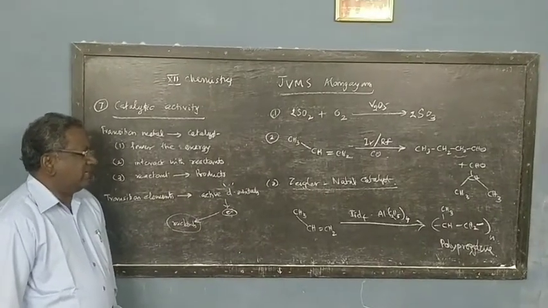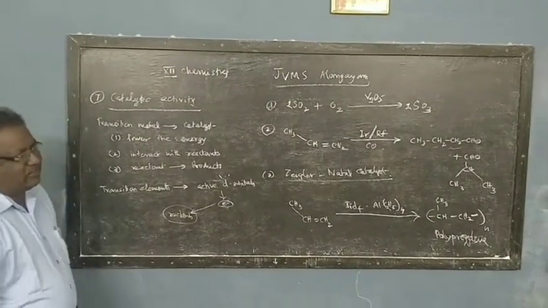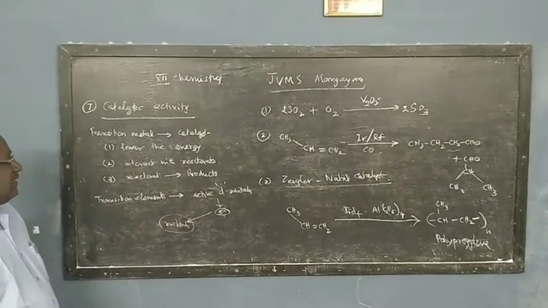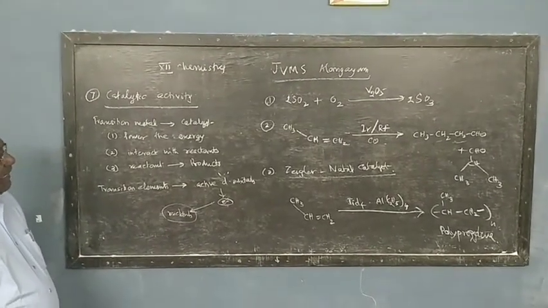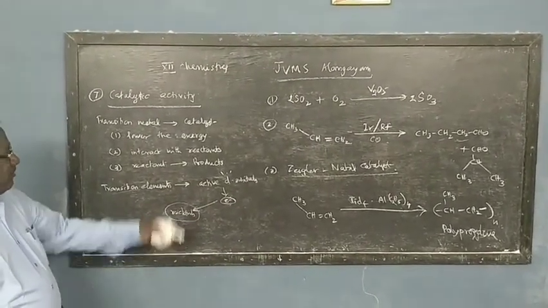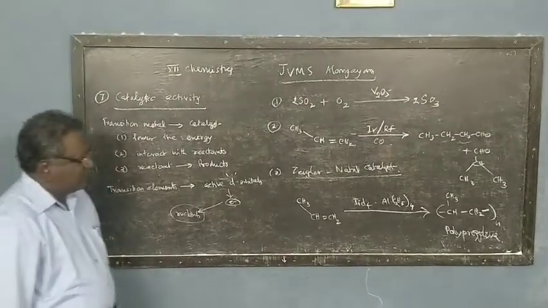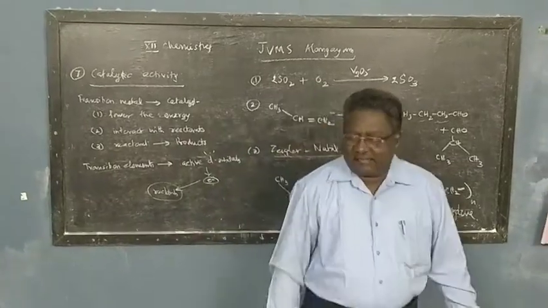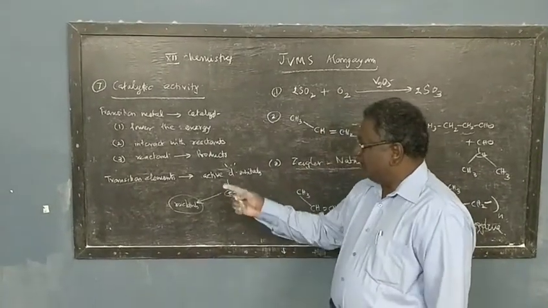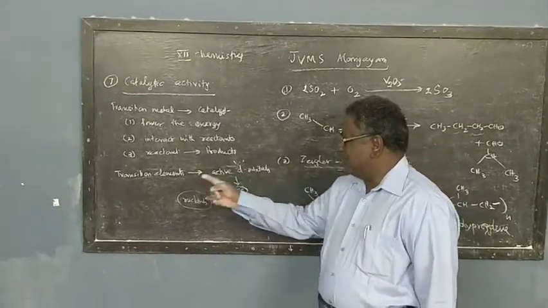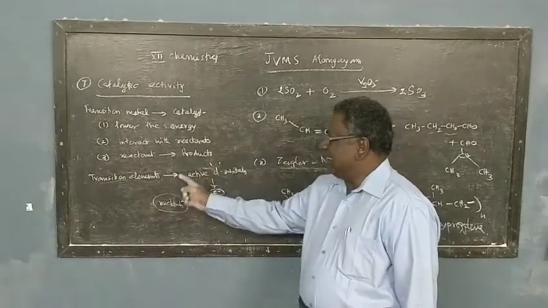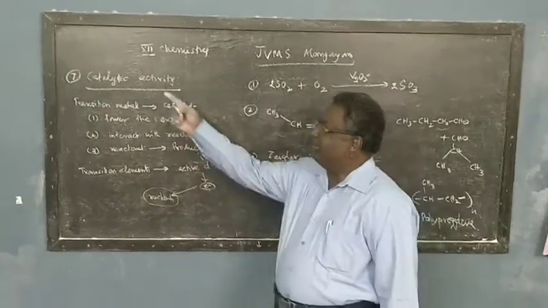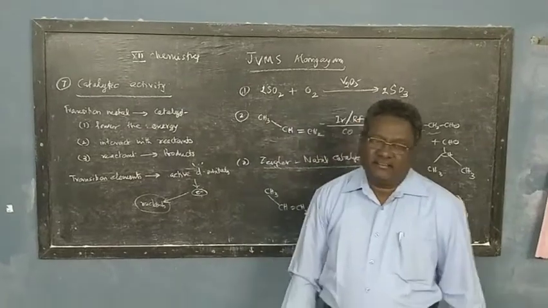Like that, there is even a conversion of acetaldehyde to acetic acid, which is also possible with a catalyst. So these are some of the examples of the catalyst's role in chemistry, right? So we should know that transition metals, due to the presence of the d electrons, are capable of acting as catalysts, right?